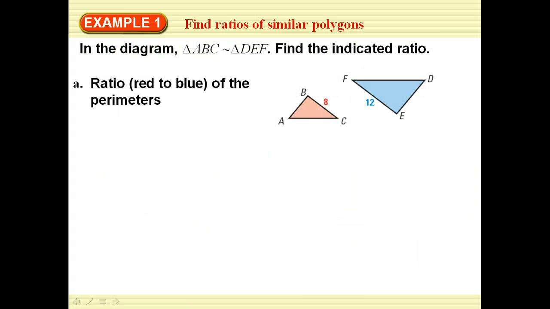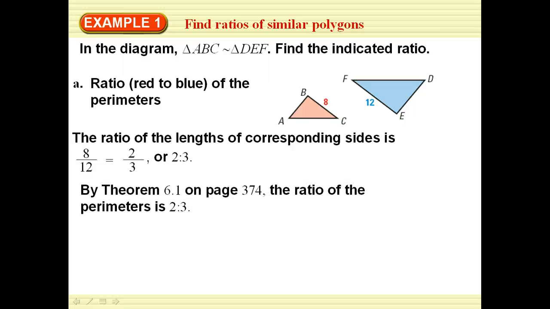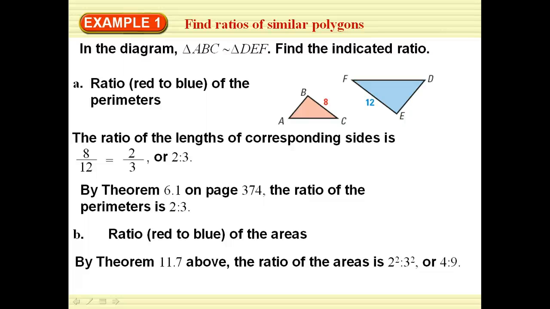Let's look at finding some of these. The ratio of red to blue of the perimeters. Since perimeter is a linear measure, they will be the same as the ratio of the side lengths. The side lengths are 8 to 12, which is 2 to 3. So the perimeters is 2 to 3. To find the ratio of the areas, then, I need to take the ratio of 2 to 3 and square both of them, giving me a ratio of 4 to 9.